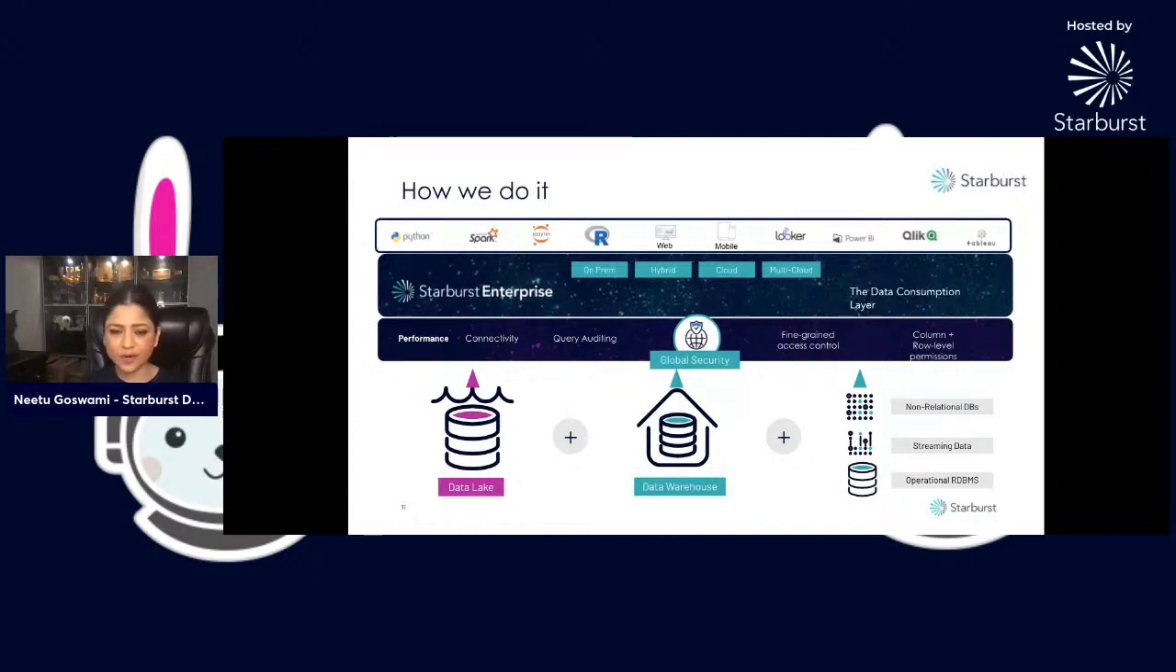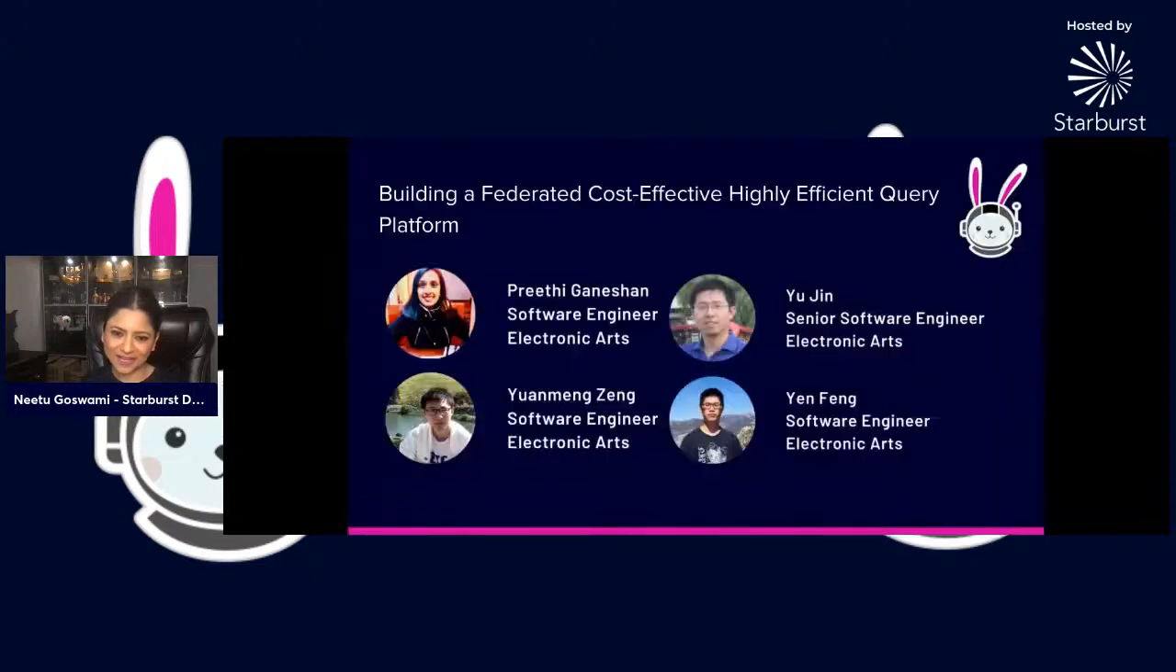So any of those sources, whether they are on-prem, in the cloud, or multi-cloud, can be easily accessible through the tools that your data teams are already using. So with that, I'm excited to welcome the EA team, who will be talking us through how they are actually using Trino, building a federated, cost-effective, highly efficient query platform. Welcome, EA team.